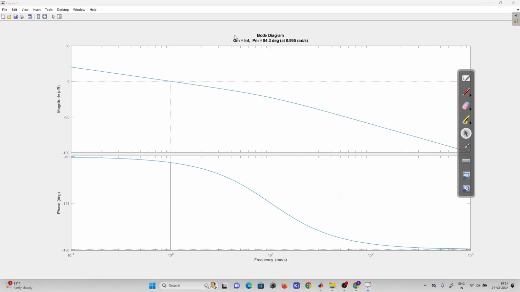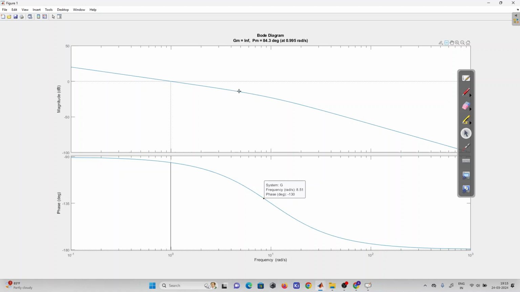Okay, so here we'll see the angle. We'll go to Tools, then Data Tip, and put it on this plot. Here in the selection style, we'll say mouse position. Now we'll move it to minus 130. At minus 130, how much frequency are we getting? 8.51 rad/s.